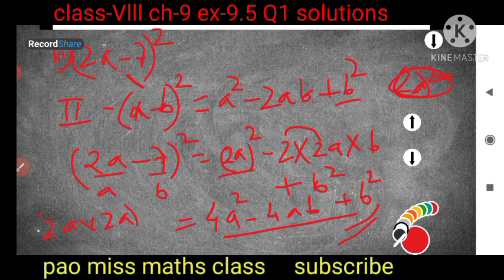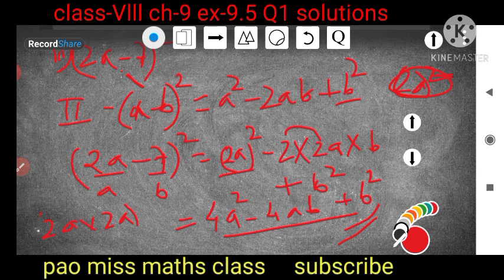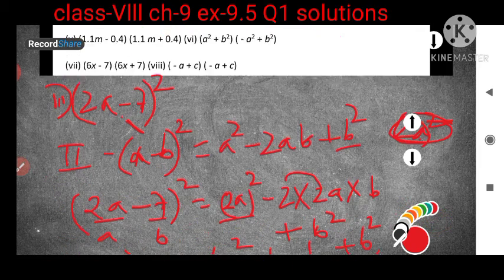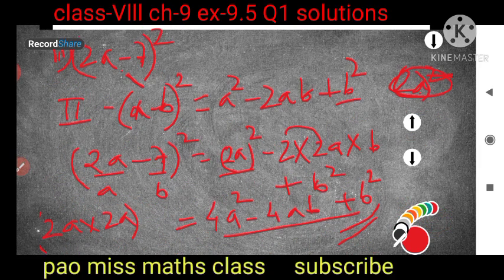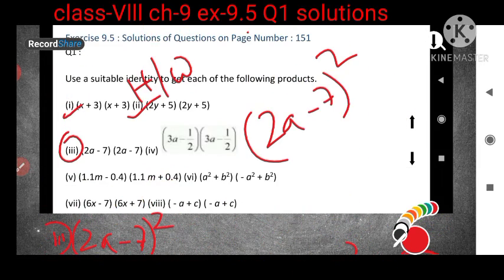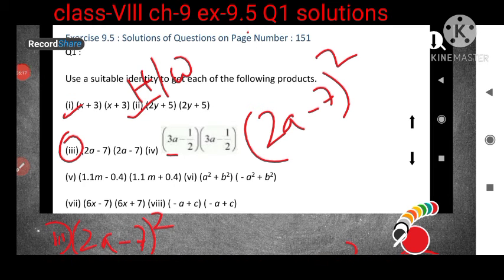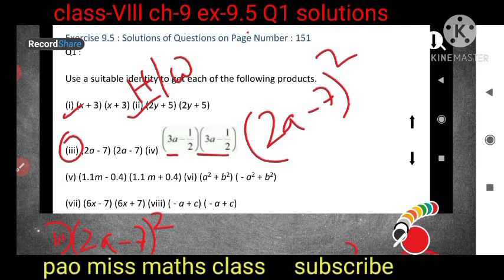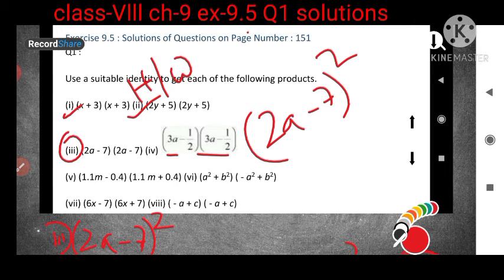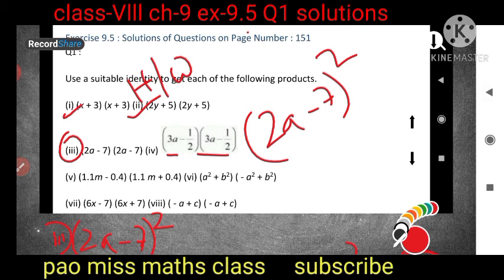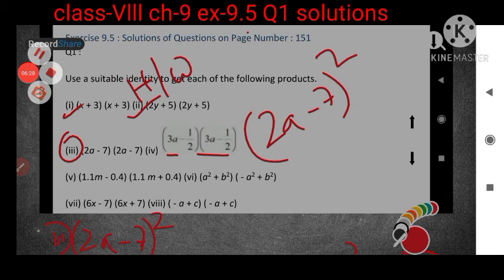Now come to question number 4. Okay, please complete this in your notebook. Now question number 4. In question number 4 you can see 3a minus 1 upon 2 and 3a minus 1 upon 2. That means we can use the second identity here, isn't it? So what is the value of a? A is equal to 3a and in place of b there is 1 upon 2. So how will you solve this?